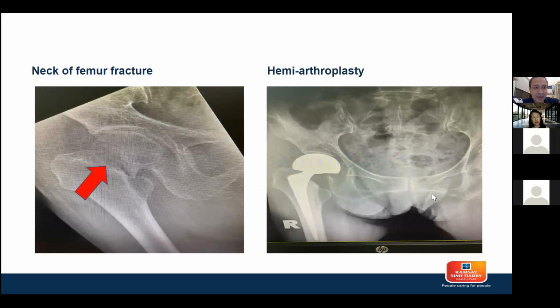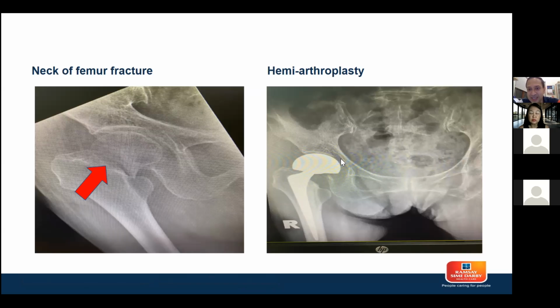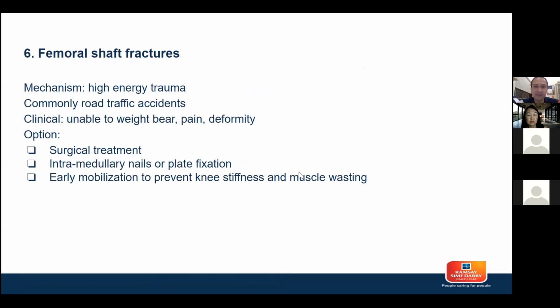So this is a femoral neck fracture. There's actually a line across there. And this is a hemiarthroplasty where half the hip joint is replaced. The acetabulum is not. If you replace the acetabulum and the femoral component, then it's a total hip replacement. If you replace half of it, it's a hemi hip replacement, hemiarthroplasty. So we didn't replace the acetabulum, only the femoral component. In these old ladies, this is generally the type of surgery done.